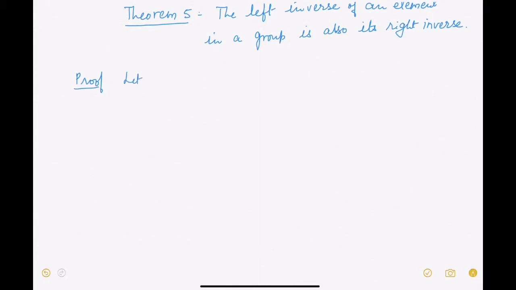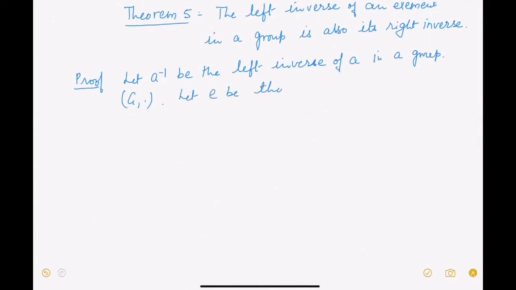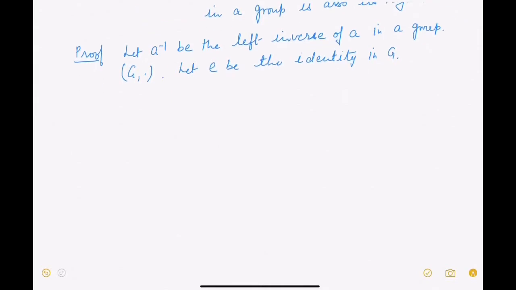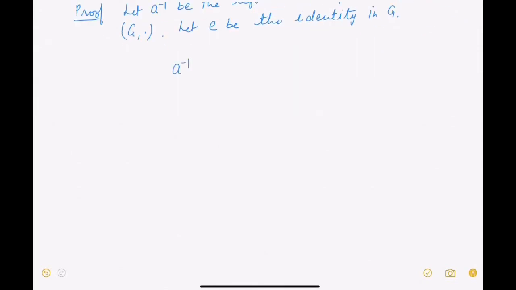Let A inverse be the left inverse of A in a group G. Let E be the identity in G. Then A inverse A is equal to E. This is 1.